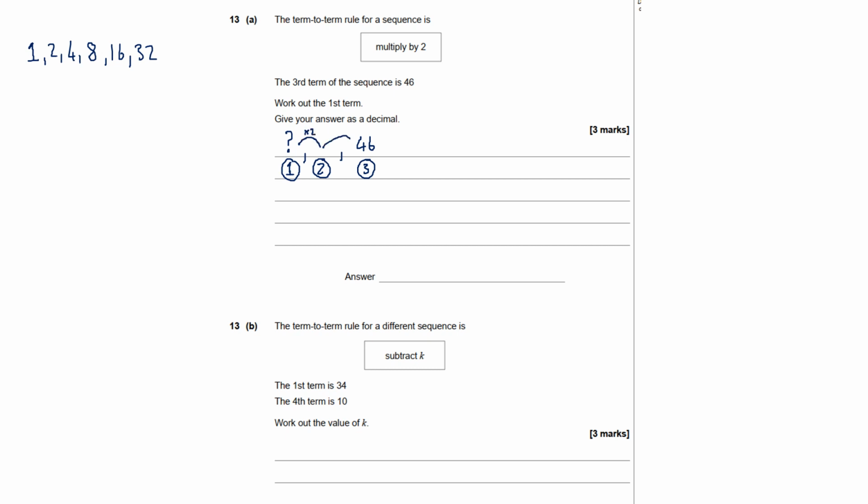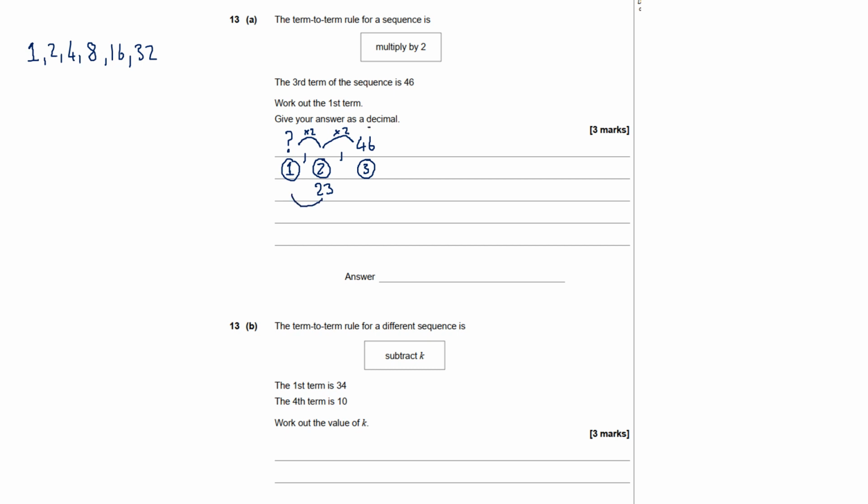And then we've times it by 2 again to get 46. So why don't we just do that backwards? If we times by 2 to get 46, if we divide 46 by 2, that'll give us the term before, which is 23. Because 23 times 2 gave us 46. So what's 23 divided by 2?